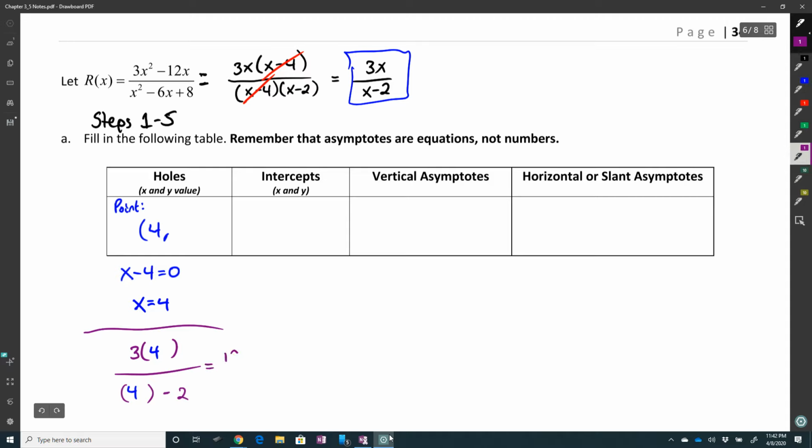So this gives us 12 over 2, which is 6. So my hole is at 4, 6. I'll write down words here. Plug into simplified equation.